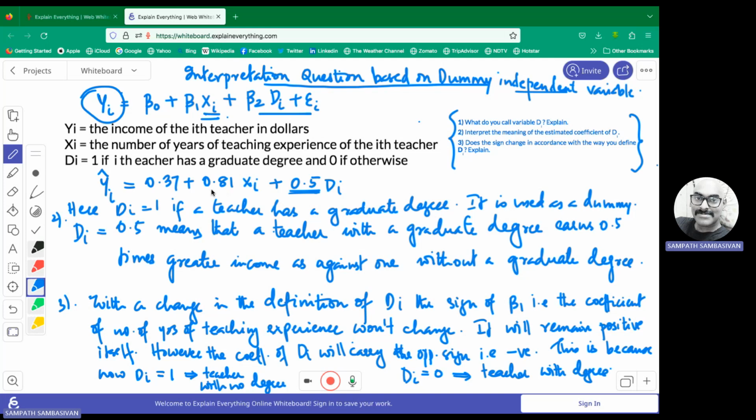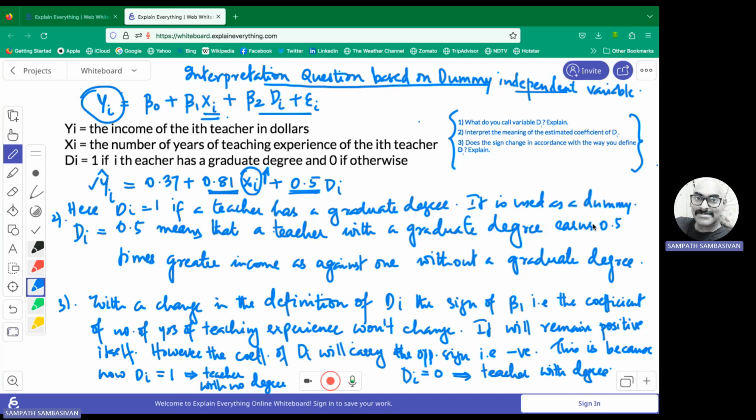In a regular sense, for example, if we are talking about teaching experience, how will you interpret this variable? We will say that for every 1 year increase in the number of years of teaching experience, the income would increase by 0.81 times. We interpret a regular numerical variable in this manner, whereas a dummy variable wouldn't be interpreted that way. A dummy variable is interpreted by comparing it with the omitted condition. So this is how we interpret it.